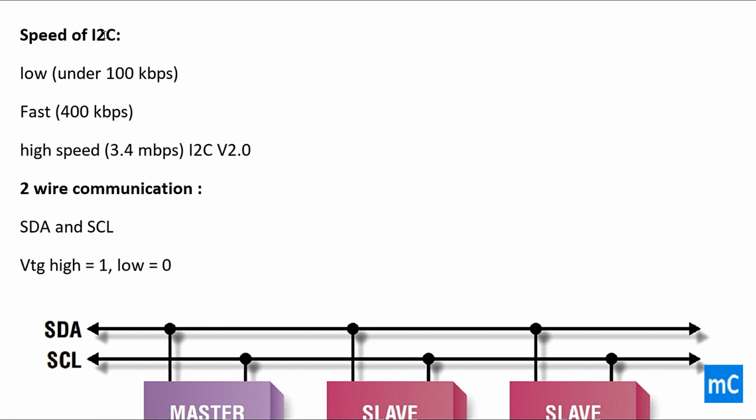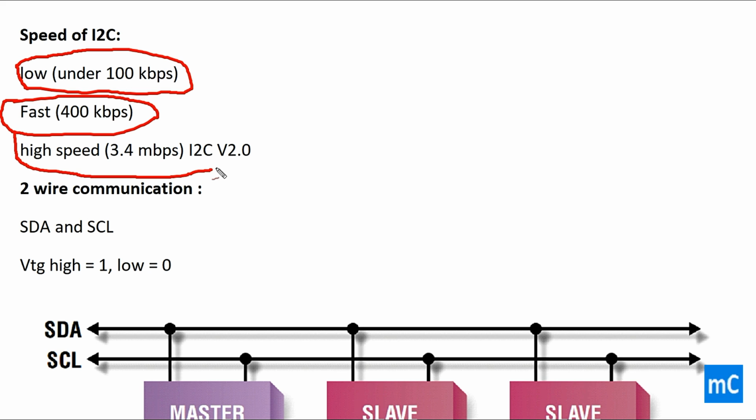The speed of the I2C communication protocol can be split into three types, that is low, which is under 100 kbps, fast, 400 kbps, and high speed, which is 3.4 Mbps. This 3.4 Mbps communication is available only in I2C version 2.0.